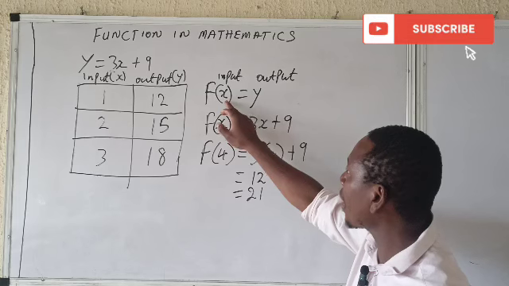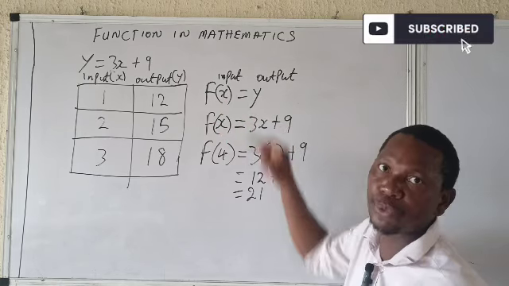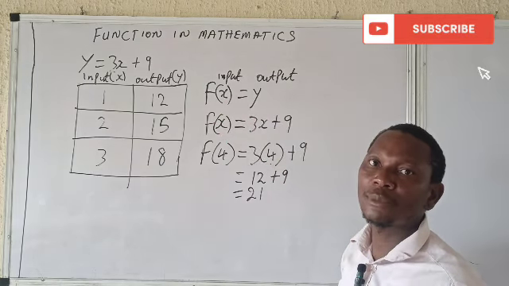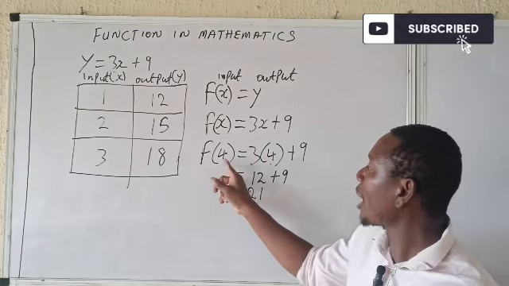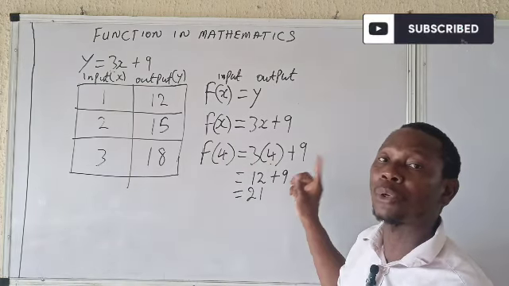A function for a particular input gives you a particular output. So it's a very simple concept. Now, note the fact that a function must, for a particular input, have one particular output.